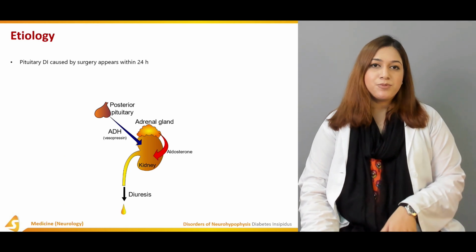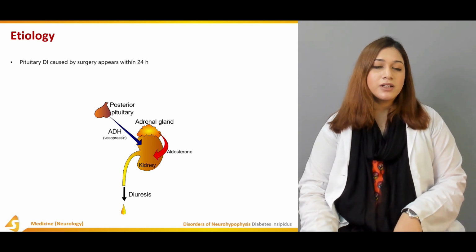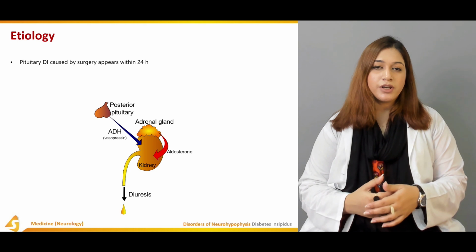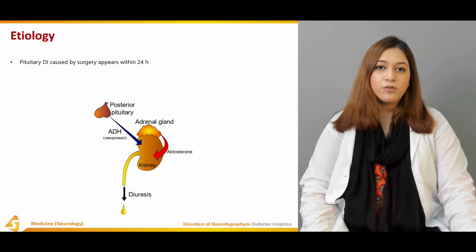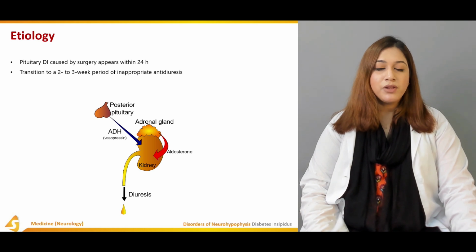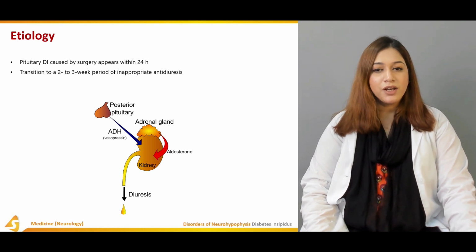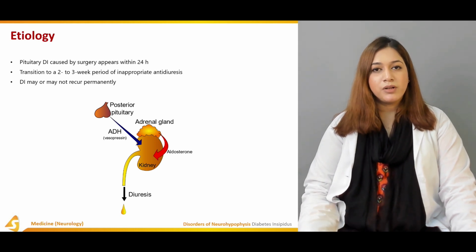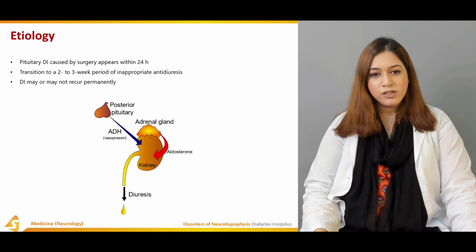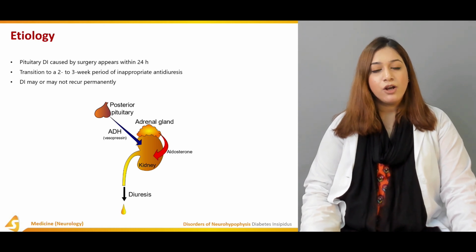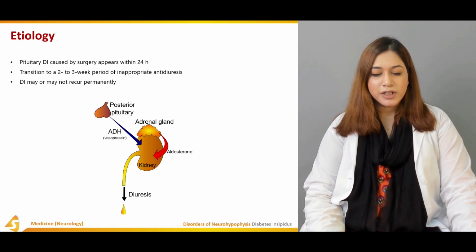Pituitary diabetes insipidus that is caused by surgery usually appears within 24 hours. It transitions to a 2 to 3 week period of inappropriate antidiuresis, but then it comes back to its normal levels, and DI may or may not recur permanently.